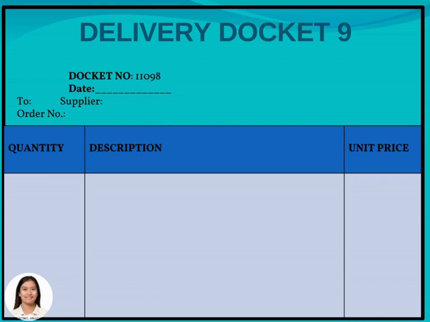Most importantly, check that the items listed on the delivery docket are exactly the same as those listed on the order form, that the specifications have been met and the correct quantities have been received. You may also need to double check the unit price for each of the goods, which has been agreed upon.